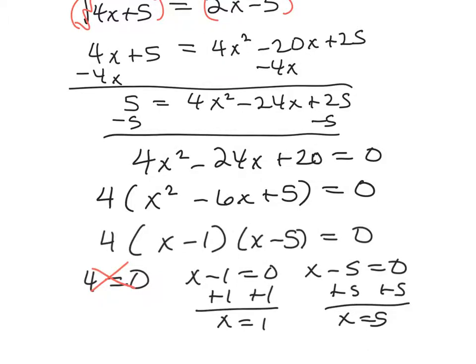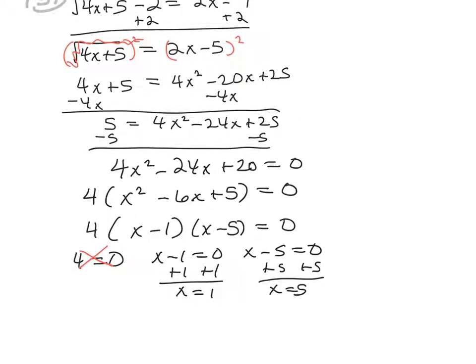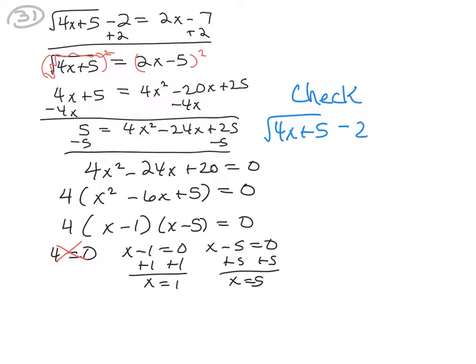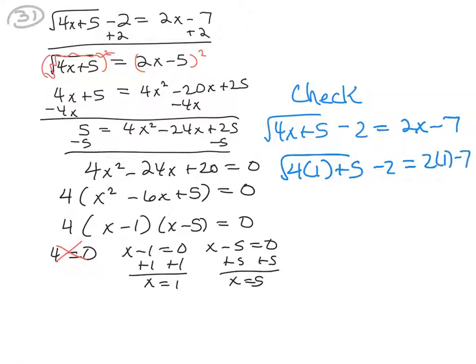I now need to check both answers. So I can do the check over here. Again, my original problem was the square root of 4x plus 5, minus 2 equals 2x minus 7. I'll plug in the 1 first. So 4 times 1 plus 5 minus 2 equals 2 times 1 minus 7. So 4 plus 5, 2 minus 7. 4 plus 5 is 9.